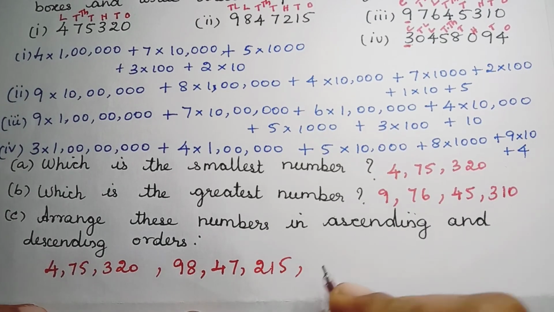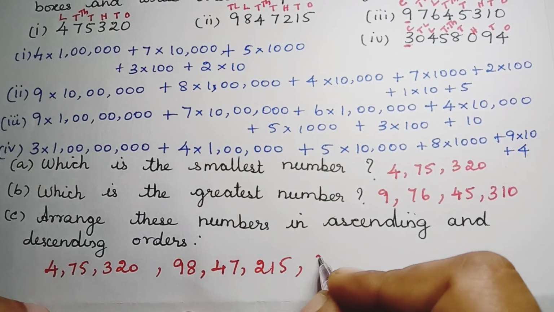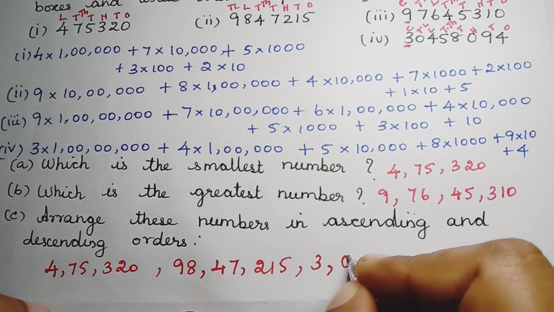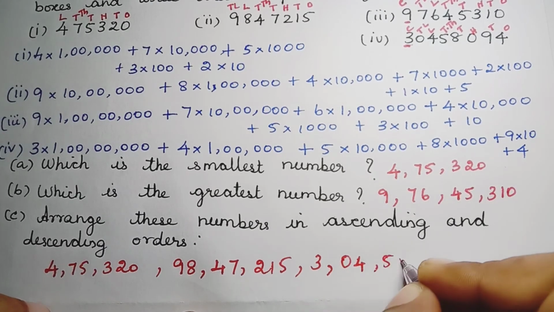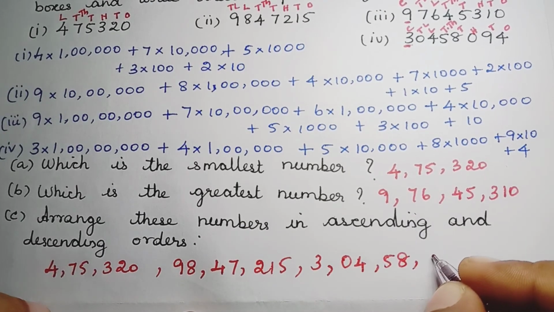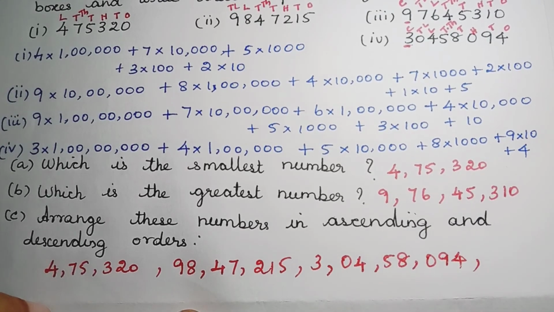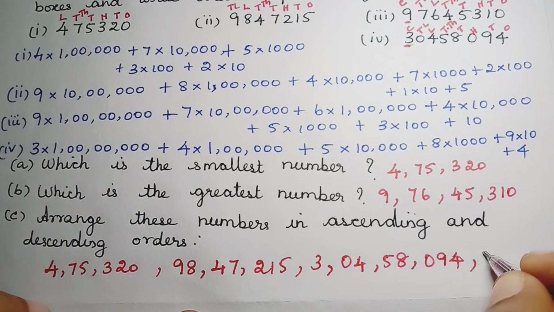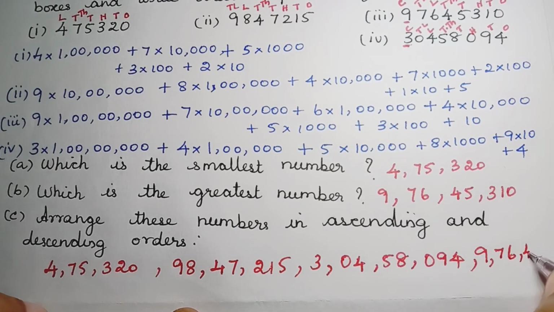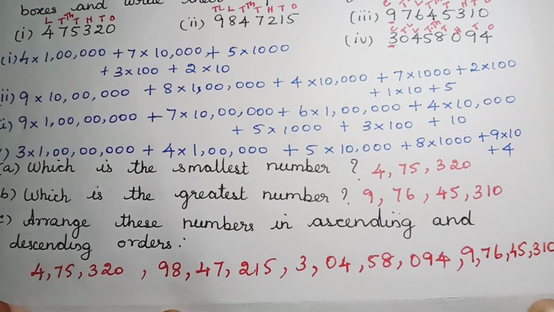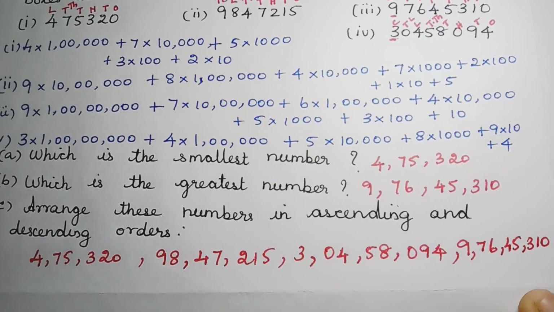So which one will be the first? 3 crore you have to write the first. So 3 crore 4 lakhs 58,094. And next highest term will be 9 crores. Okay, so 9 crore 76 lakhs 45,310. Okay, so this is the ascending order.